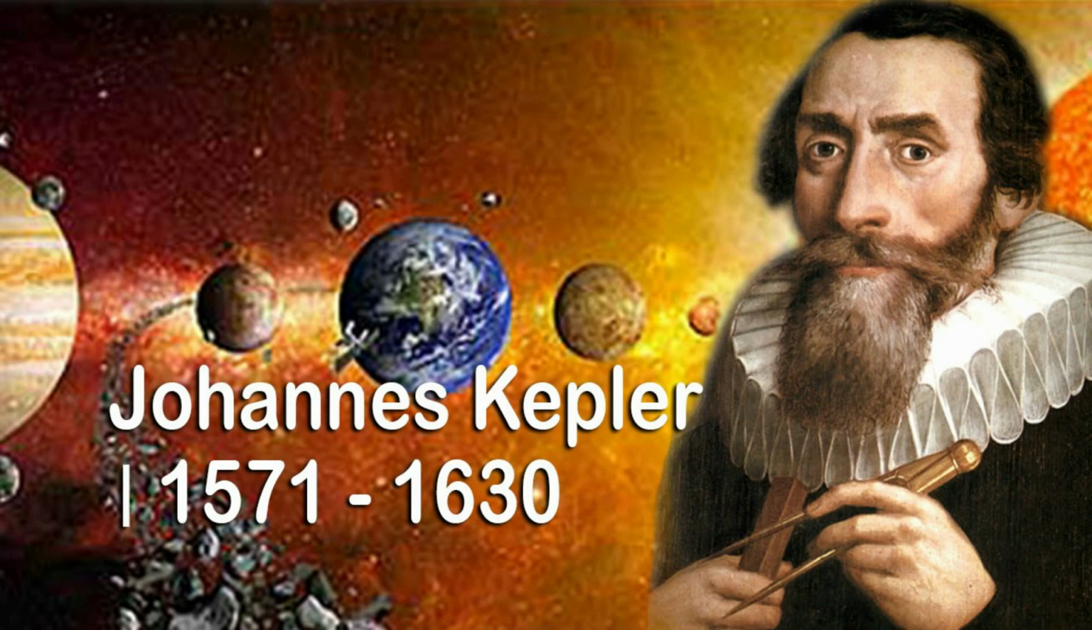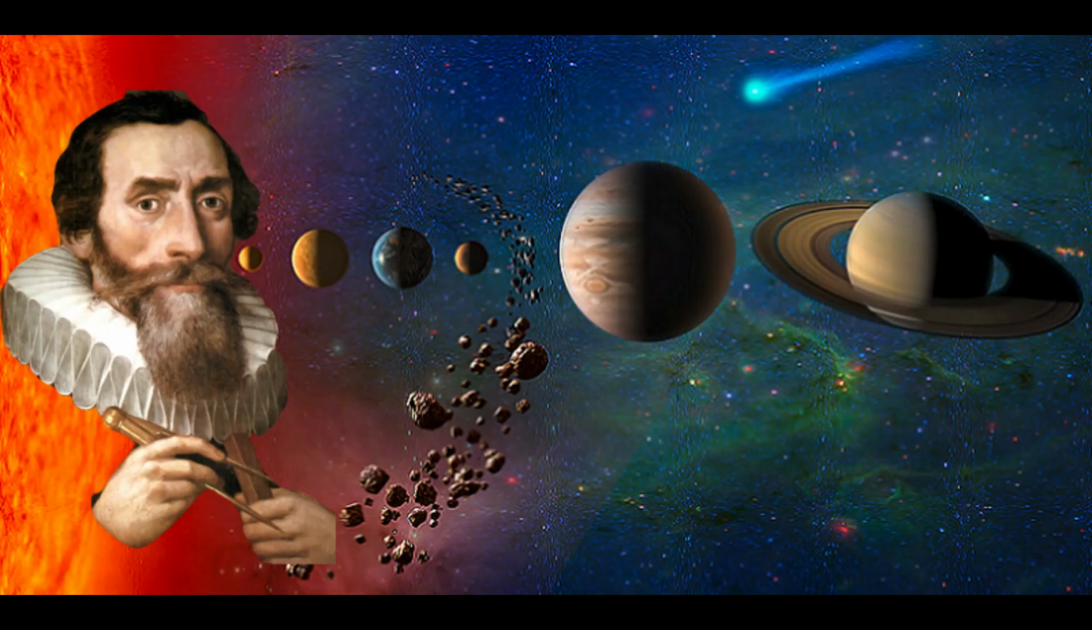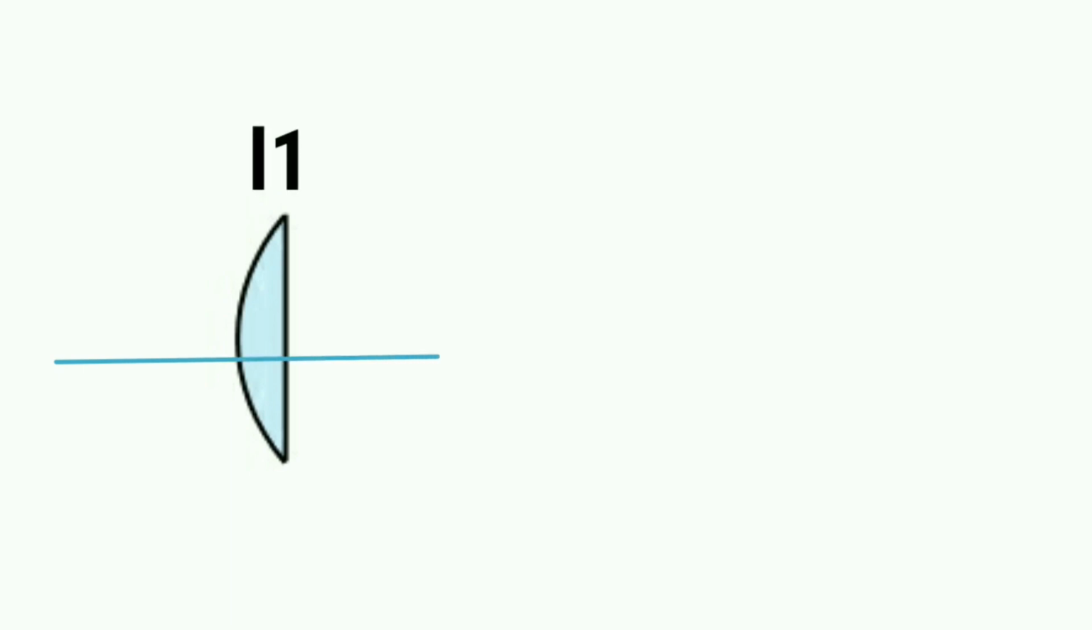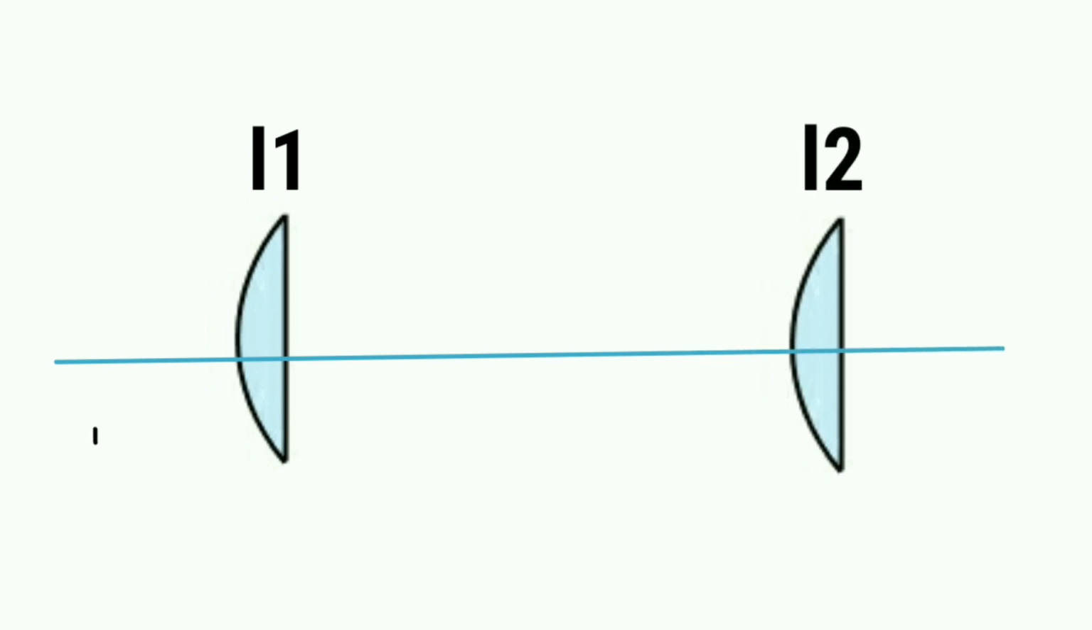In the year 1611, Johannes Kepler introduced a small improvement in Galileo's design, and that telescope is known as the Keplerian telescope. In this telescope, a plano-convex lens L1 is placed at one end of the tube, and another plano-convex lens L2 is placed at the other end.